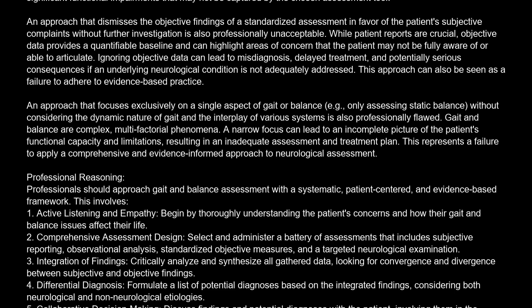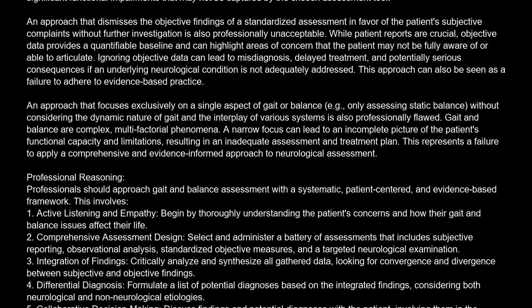An approach that focuses exclusively on a single aspect of gait or balance, e.g., only assessing static balance, without considering the dynamic nature of gait and the interplay of various systems, is also professionally flawed. Gait and balance are complex, multifactorial phenomena. A narrow focus can lead to an incomplete picture of the patient's functional capacity and limitations, resulting in an inadequate assessment and treatment plan. This represents a failure to apply a comprehensive and evidence-informed approach to neurological assessment.